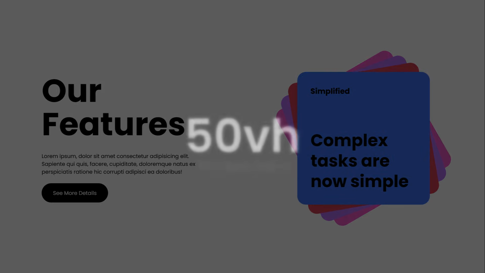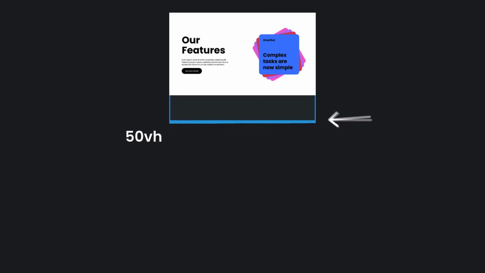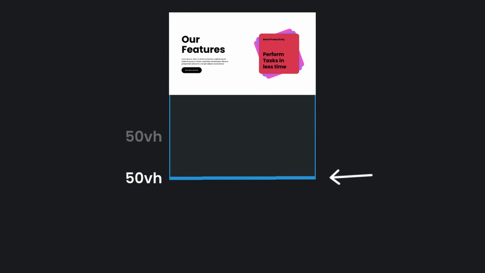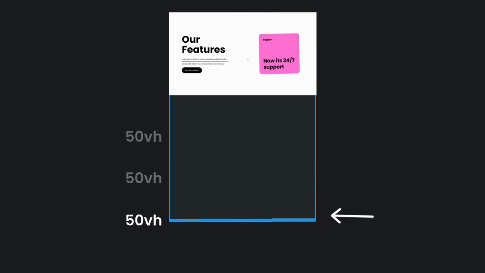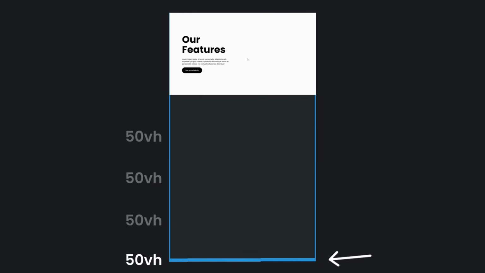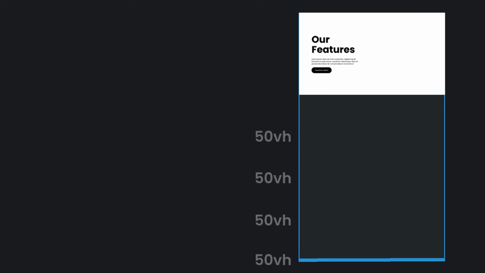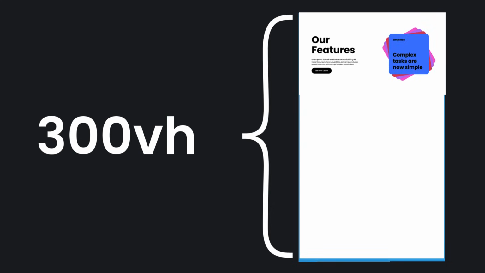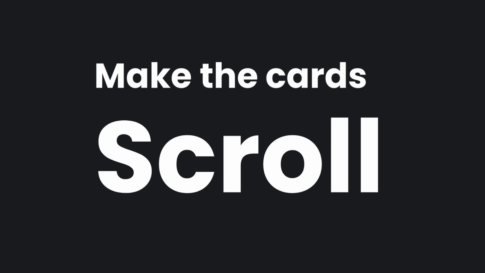For that, let's randomly consider a value of 50 view height. So for a scroll of 50 view height, a card scrolls away. For another 50, the second card scrolls away, similarly for the third card and the fourth card. Now if you calculate the total height, it is initial 100 plus below 200, total 300 view height, which will be the height of the parent stacked area container. Now we will use this logic to make the cards scroll.